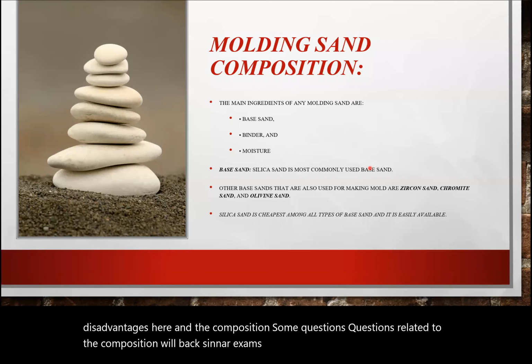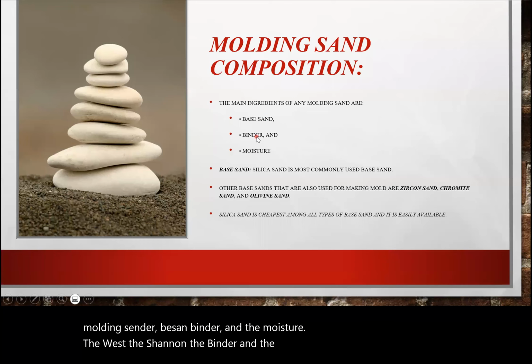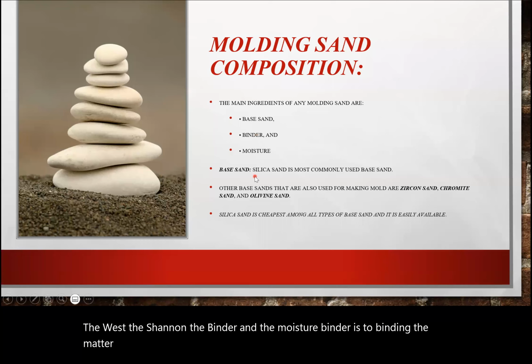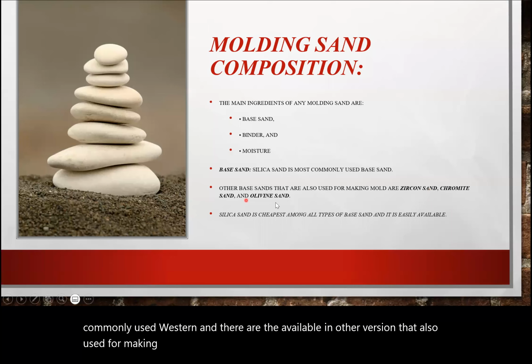So these are the main ingredients of a molding sand: the base sand, the binder, and the moisture. The binder is for binding the sand, and the base sand is normally silica sand, which is the most commonly used. Other base sands that are also used for making molds are zircon sand, chromite sand, and olivine sand.